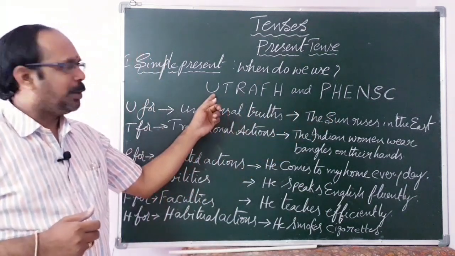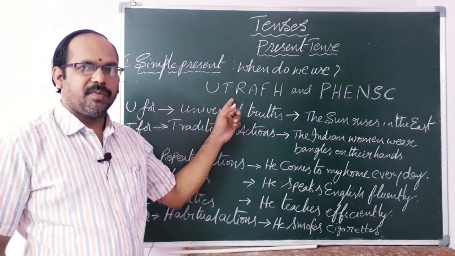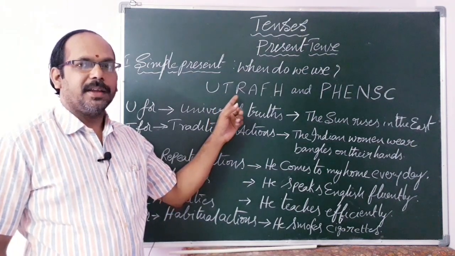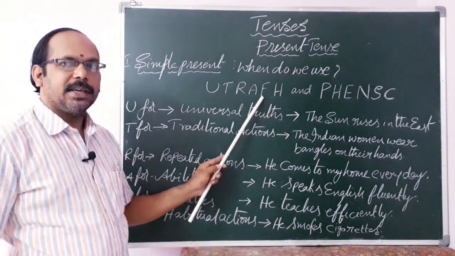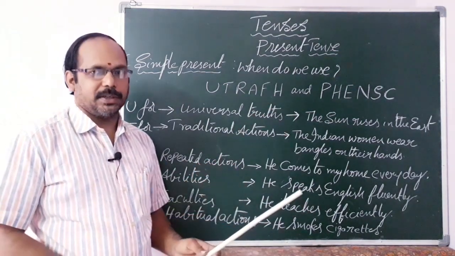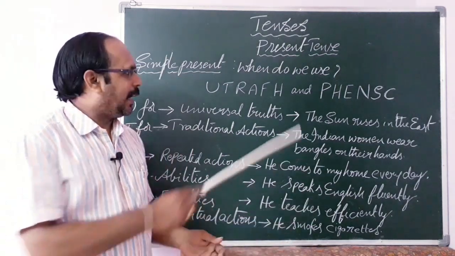U for universal truths, T for traditional actions, R for repeated actions, A for abilities, F for faculties and H for habitual actions. In that context, we have to use simple present tense.